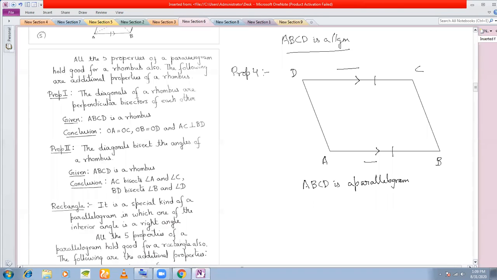Any pair of sides. I don't know about this side and this side, whether they are parallel, equal or not, but these two sides, what I know is that they are parallel and also they are equal in this quadrilateral. Then I can say that this is a parallelogram.